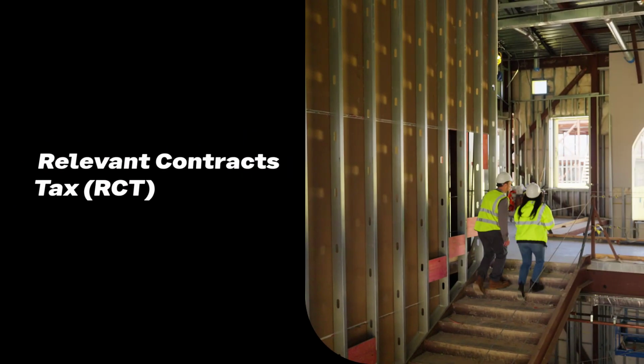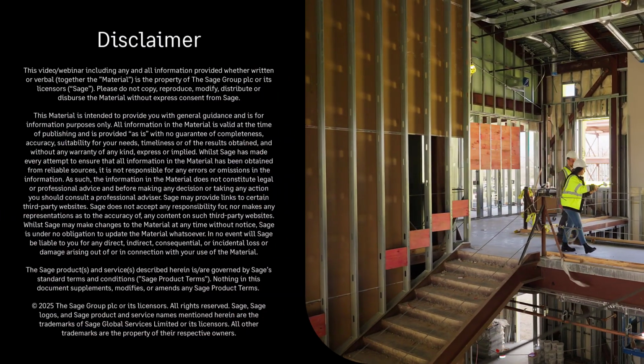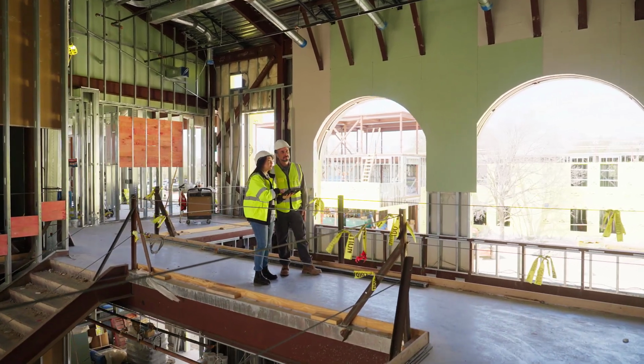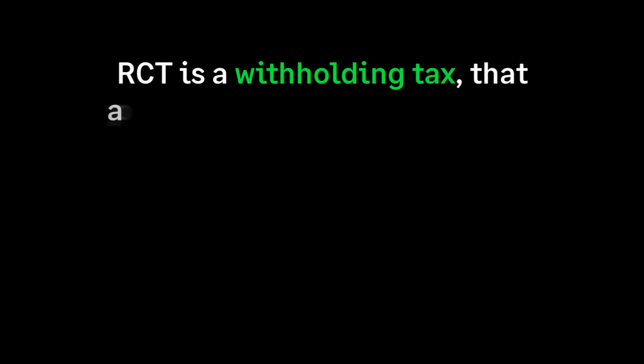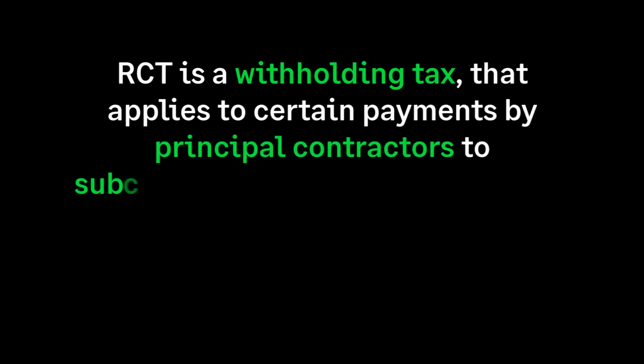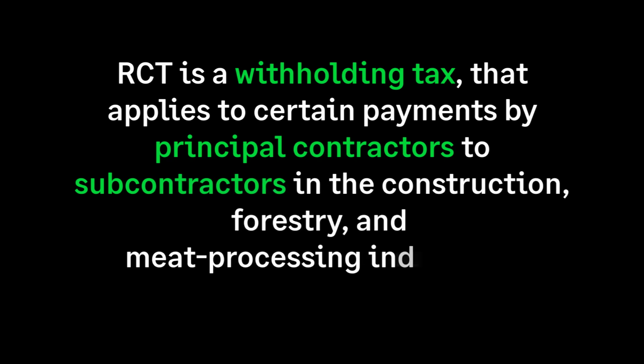In this video, we'll help you understand how to set up and manage relevant contracts tax in Sage Accounting. Relevant contracts tax is often referred to as RCT. RCT is a withholding tax that applies to certain payments by principal contractors to subcontractors in the construction, forestry, and meat processing industries in Ireland.